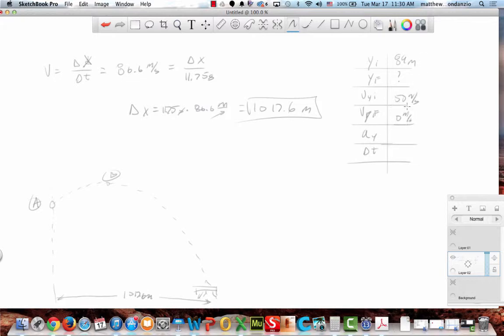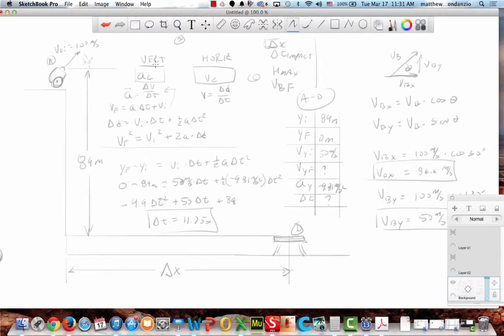Okay, what's my acceleration rate? Meters per second squared. What's my delta time? Don't know. Okay? So let me go back and look at this. The two things I don't have are my y final and my delta time. I'm looking for my y final, but I don't have my delta time. So let's go back to my set of equations. What kind of motion, by the way, are we looking for vertically?